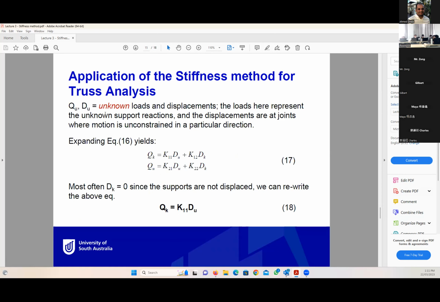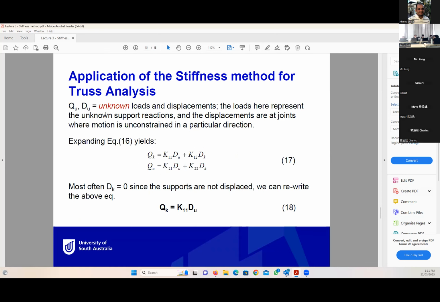Mostly DK is 0. The only case that D can have a value is if there is settlement at the support, or a pre-assigned or predefined deformation of the support. Other than this, if the support is normal, there is no movement. Okay, so mostly this will be 0.